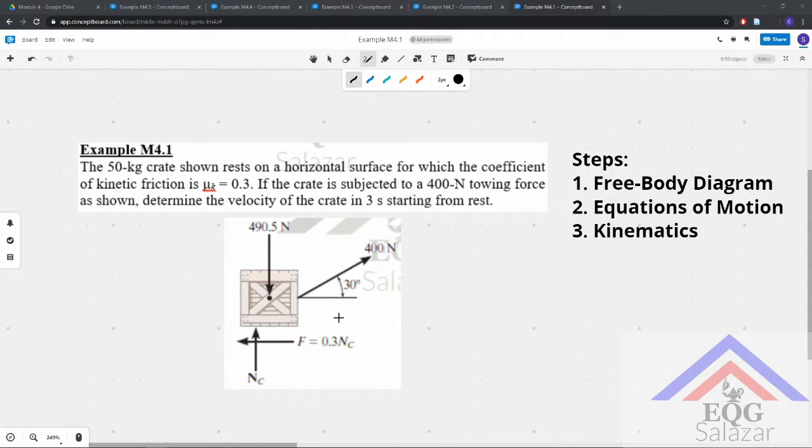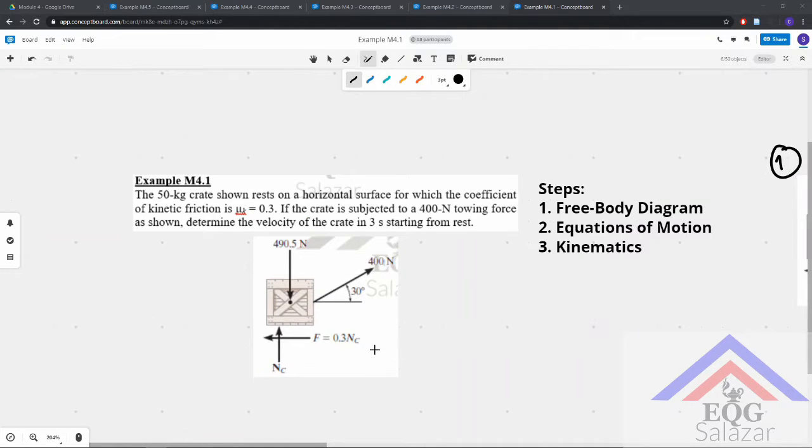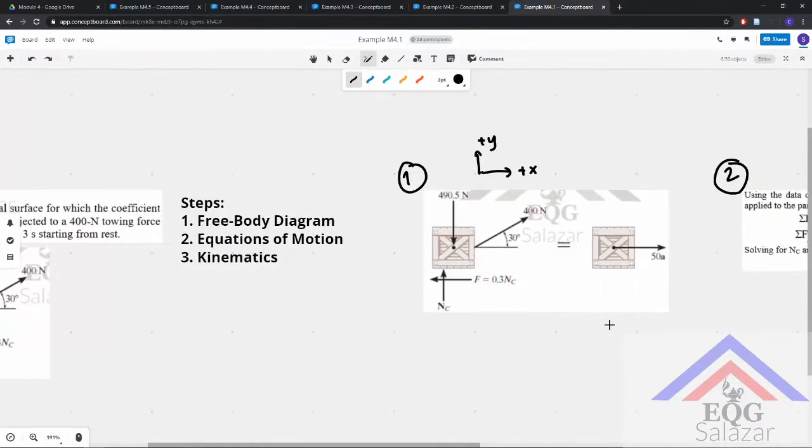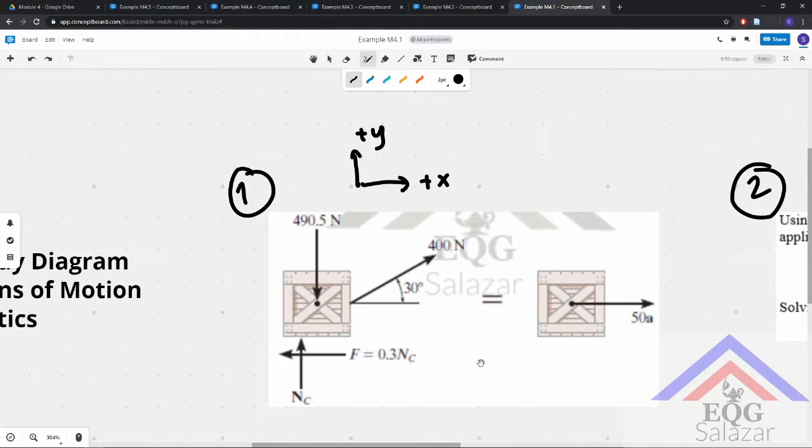As shown in the figure, we already constructed the free body diagram. So what's left is to draw out the kinetic diagram as well. Drawing out the kinetic diagram will also help us determine the direction of the acceleration.